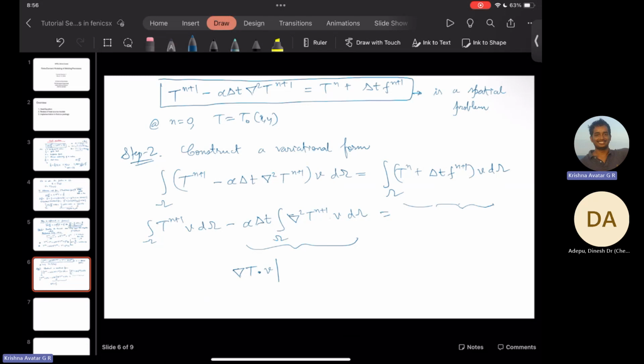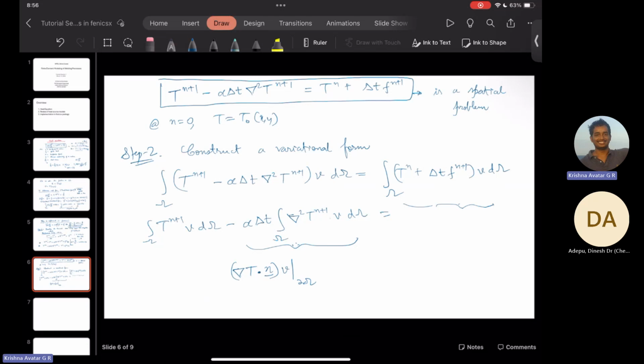Because v is our scalar, we cannot have grad of... So it should be grad of T dot some normal, because since we have a boundary, there will be some normal at every point, a normal vector into V at omega.